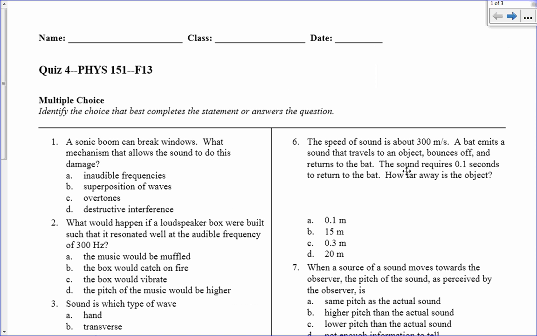All right, this is quiz 4 for Physics 151. This is actually spring of 2013.